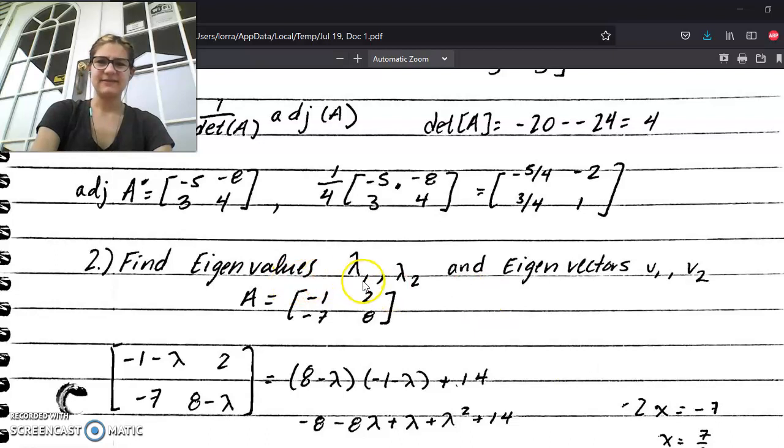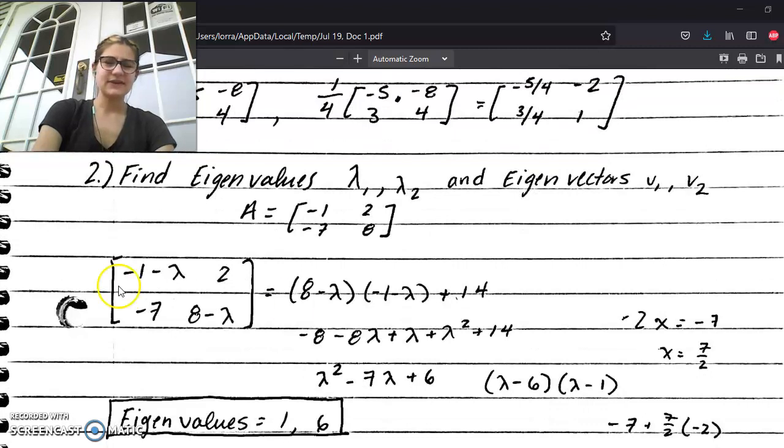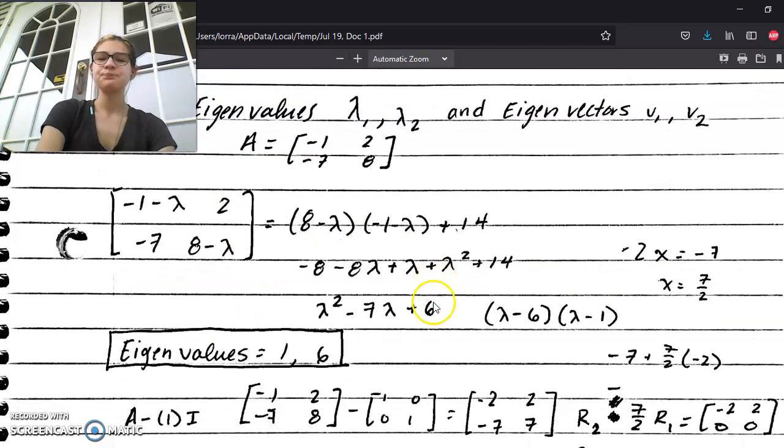Next is to find the eigenvalues, lambda 1 and lambda 2, and eigenvectors v1, v2 of A, which is equal to negative 1, negative 4, 8. In order to do this, you just subtract lambda from these diagonals, and then you solve for lambda, because this is just equal to 0. And you're subtracting the diagonals because you're finding the determinant, because the determinant of this has to equal 0.